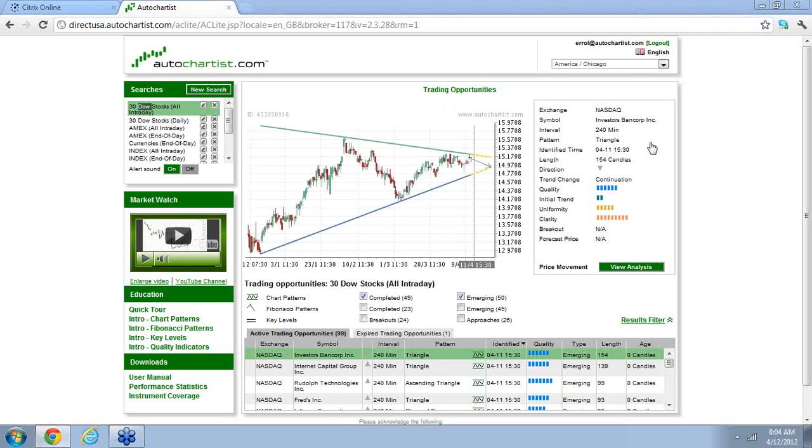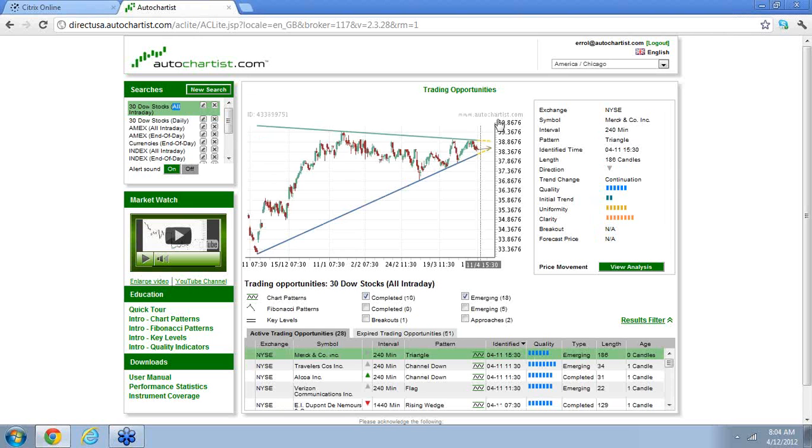And the other thing is that if I have a bias, for example, in the Dow Jones index itself, I will look for stocks that are also trading with a similar bias. So, for example, I'm looking at a down move today because the S&P is pointed lower.